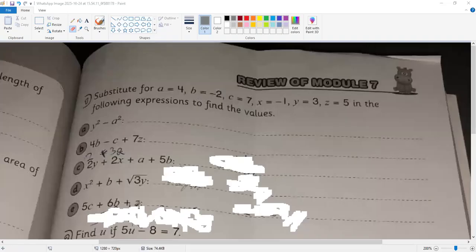Welcome to mathematics class. In this video, we shall be looking at algebraic substitution and word problems. This was the homework that was given yesterday, the 24th of October, 2025.